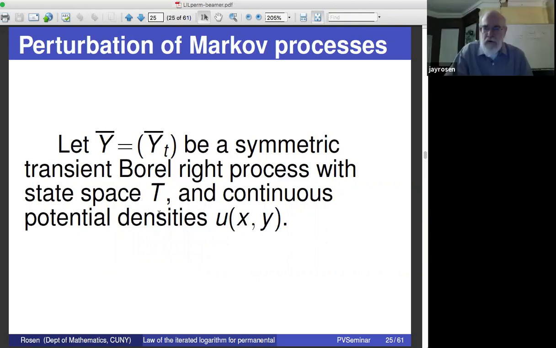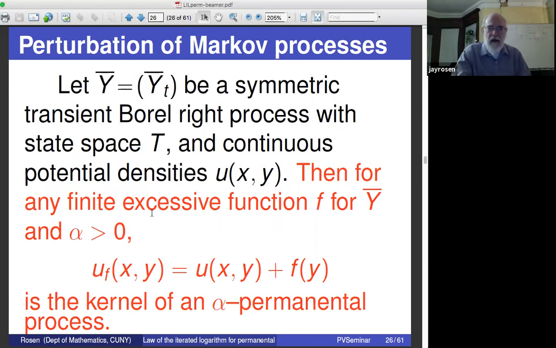What we're going to do is start off with a symmetric Markov process. It's a little fancy, a Borel right process, but a symmetric transient process with continuous potential densities. And we're going to perturb it. Here's the perturbation that we're going to work with. The symmetric process has u(x,y) as its potential. And I'm going to show later why this is true.